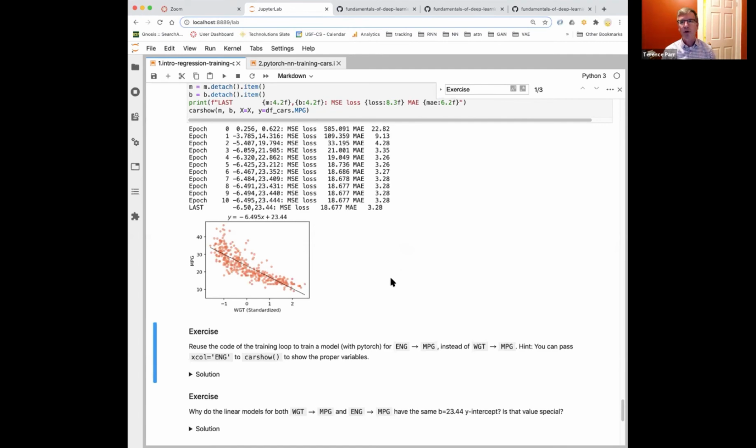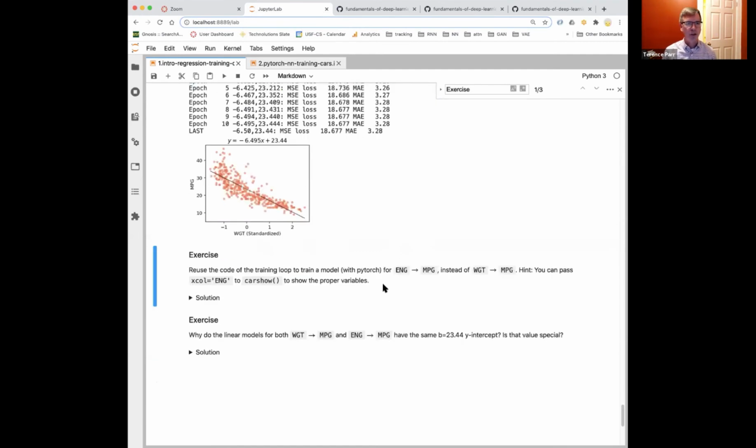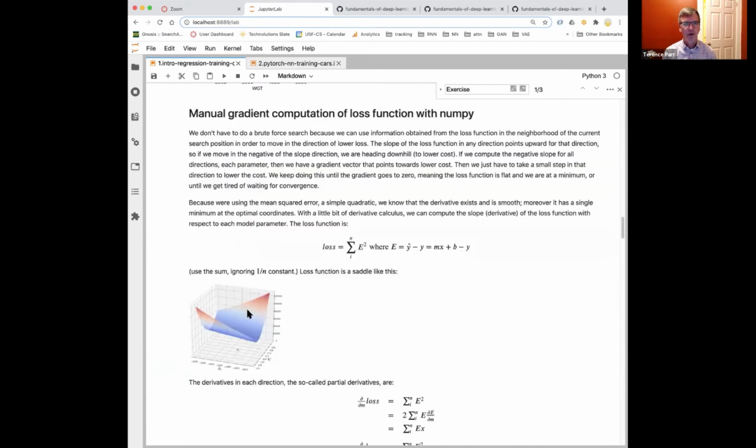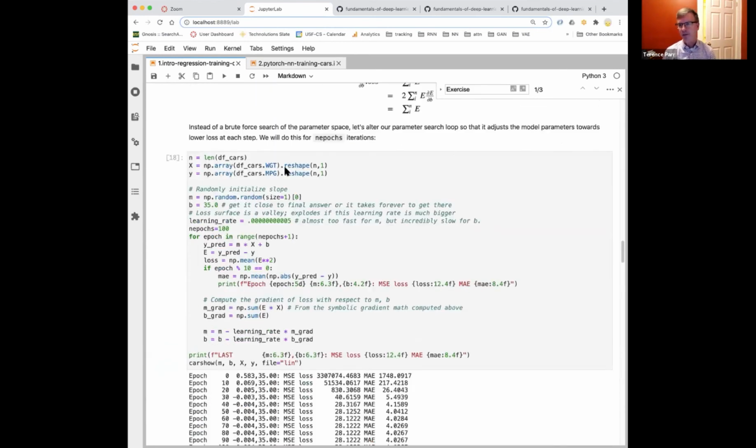Okay, so that's the first notebook, and you're just going to have to dig through this. It's easy to run. It should just run for you. You can go through, and there's plenty of explanation on there.